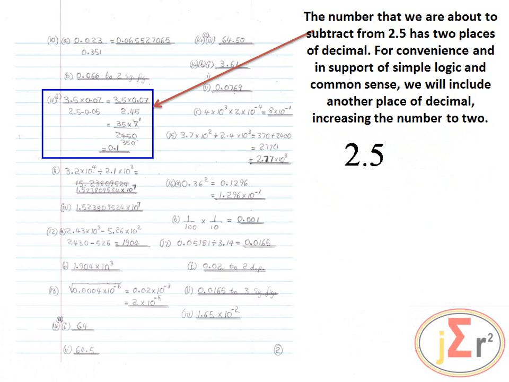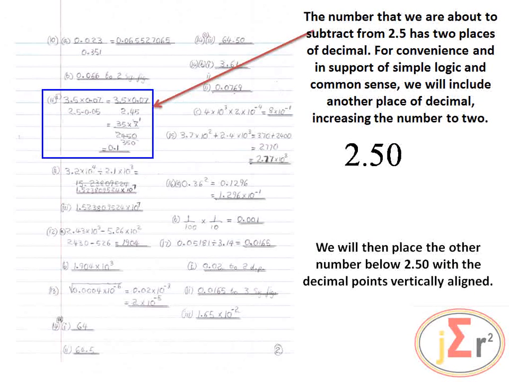So let us take that subtraction problem that we have in the denominator and perform it first. The number that we are about to subtract from 2.5 has two places of decimal. For convenience and in support of simple logic and common sense, we will include another place of decimal, increasing the number of decimal places to 2. And we are doing that because we are subtracting from that number another number that has 2 decimal places.